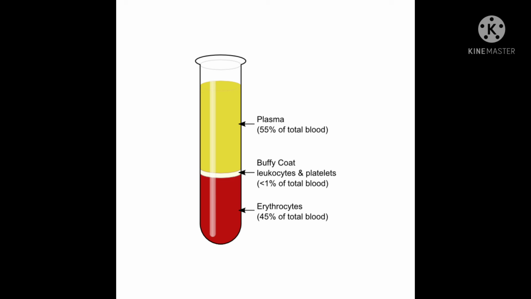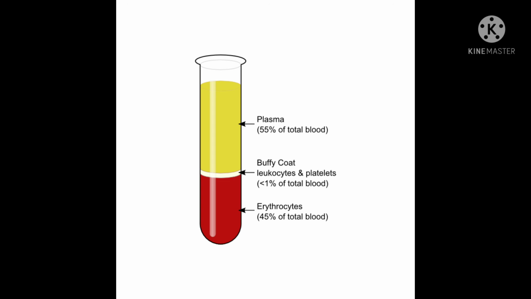So when blood is collected in an anticoagulated tube and is allowed to settle by centrifugation, three layers can be visible. The uppermost layer is the plasma layer, and the lowermost layer is the erythrocytic layer, that is the RBC. And these two layers, the plasma and the RBC, are separated by a buffy coat, which consists of the WBC and platelets. So this buffy coat preparation is very useful in detection of abnormal cells in blood.